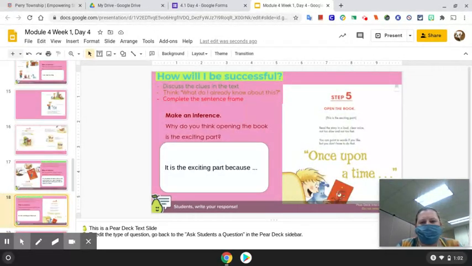Step 5. Open the book. This is the exciting part. Read the story in a loud, clear voice, not too slow and not too fast. You can point to words if you like, but you don't have to do that. Once upon a time. Why do you think opening the book is the exciting part?